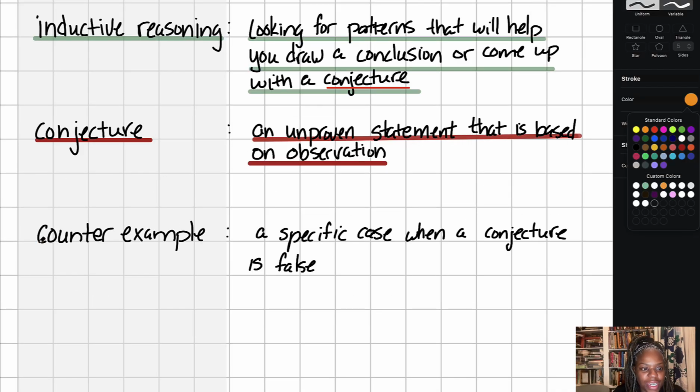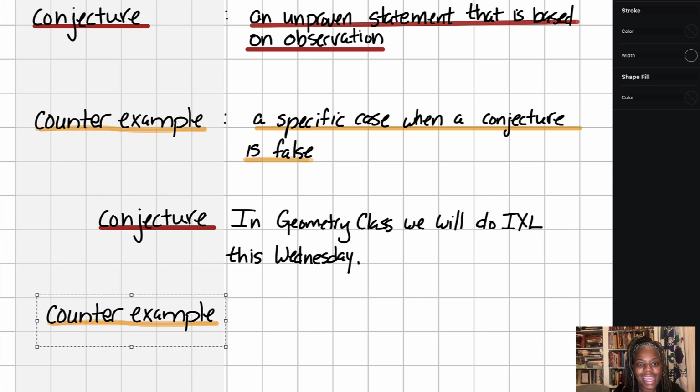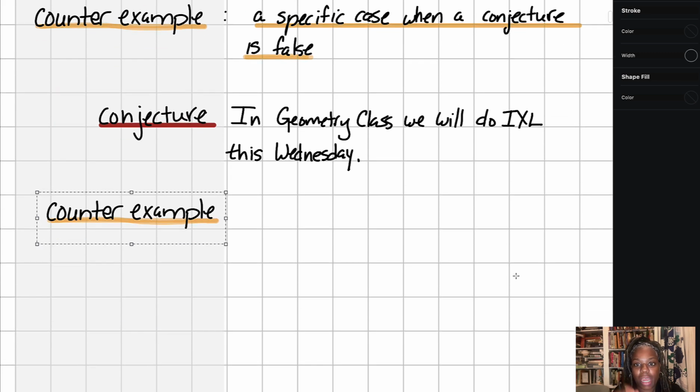So our next word is counterexample, and a counterexample is a specific case when the conjecture is false. So basically we find something that would negate it, that would say, hey, that's not true. For example, here's an example. Let us create this conjecture. In geometry class, we will do IXL this Wednesday. That's a pretty decent conjecture. We've done IXL in the past on Wednesdays. It happens a lot of Wednesdays. In fact, probably most Wednesdays.